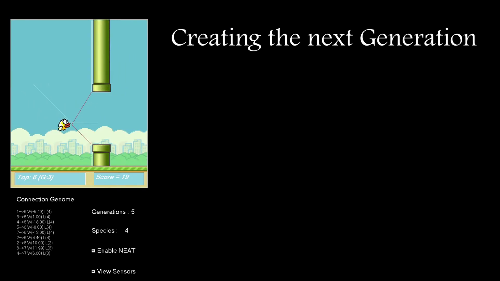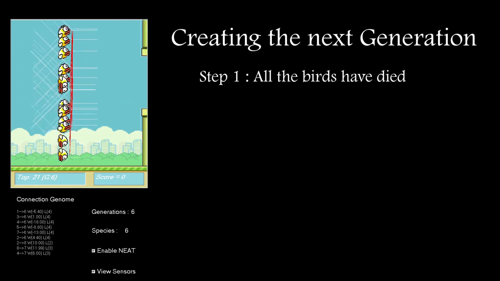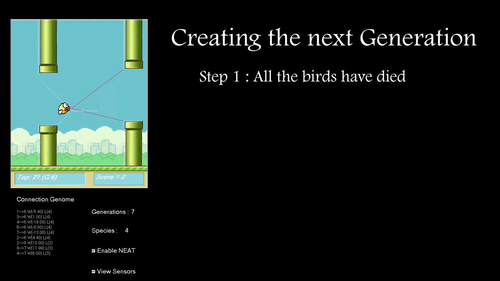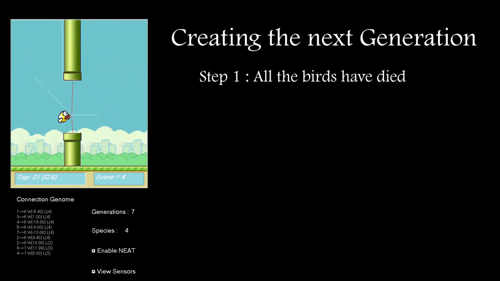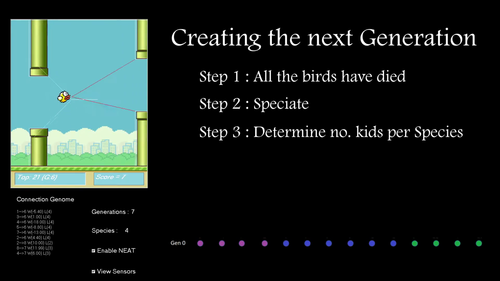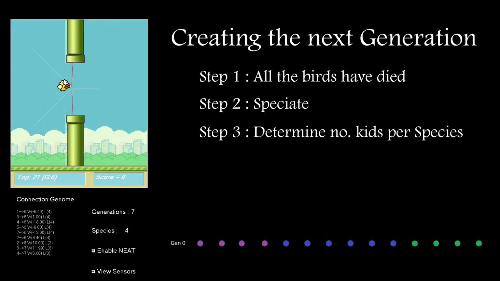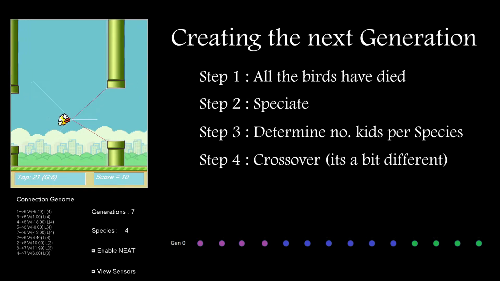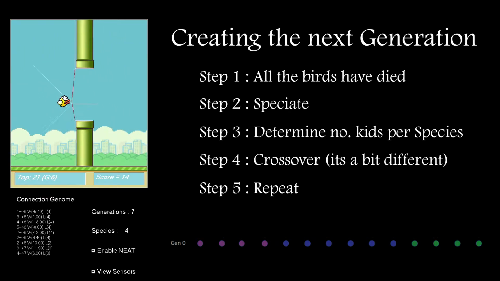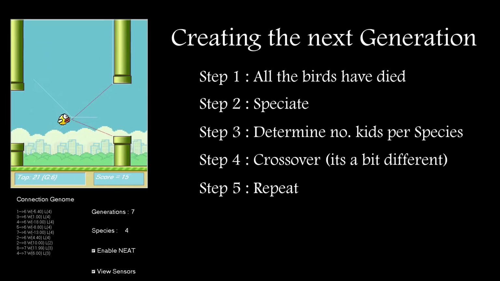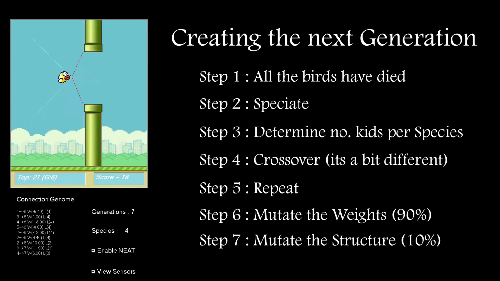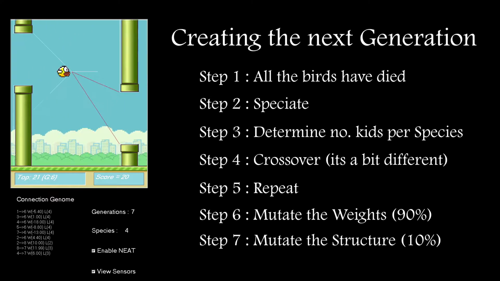In this video though, the process becomes more sophisticated and has a couple of extra steps which allows the birds to explore different net structures. These are speciation, which splits the population up into structurally similar groups, determine the number of kids per species, crossover, which is different this time because the parents won't necessarily have the same structure, repeat again until the next generation is complete, mutating the connection weights, and then mutate the structure, and that's done by giving it a small chance of adding new nodes and connections.